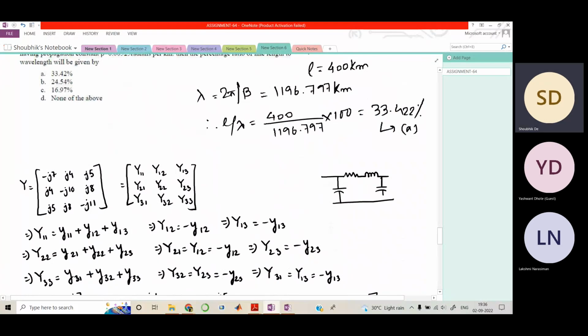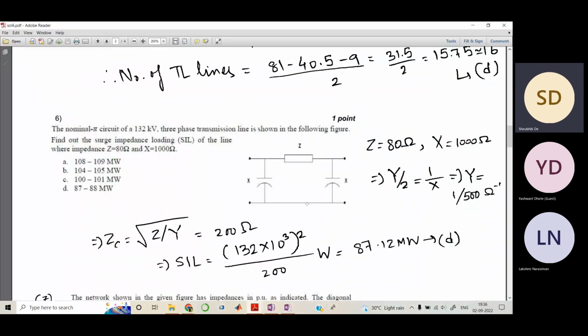So this would be y by 2, and this would also be y by 2, and this is z. The moment you see this, you remember the pi circuit diagram for a transmission network. Therefore you can write that y by 2 is the inverse of x, so your y comes out to be 1 by 500. Now for surge impedance loading, we have to find the surge impedance. It is nothing but the square root of the impedance divided by the admittance.